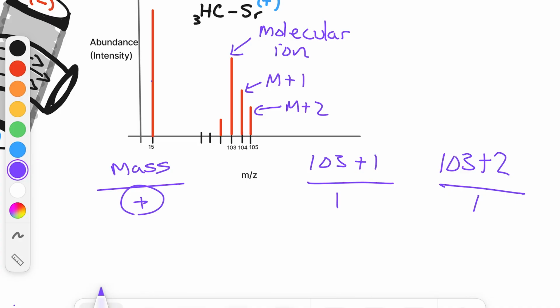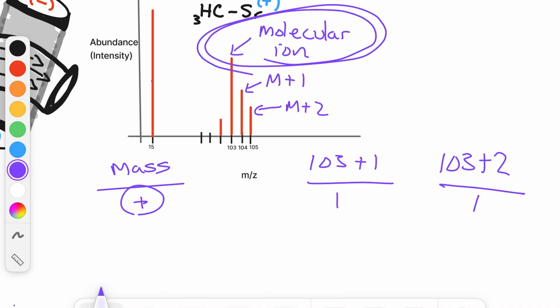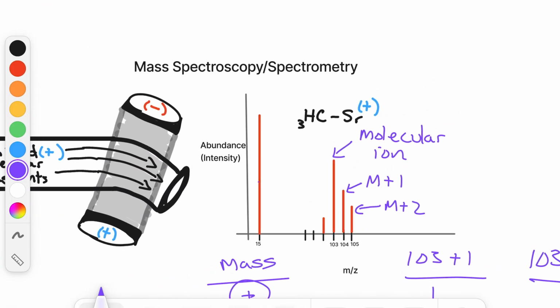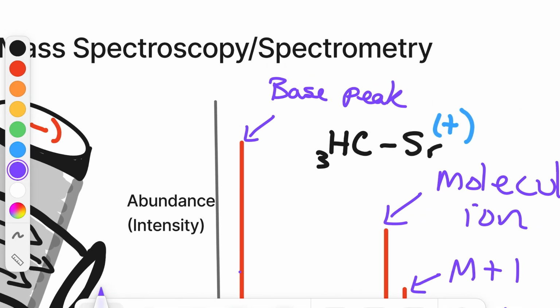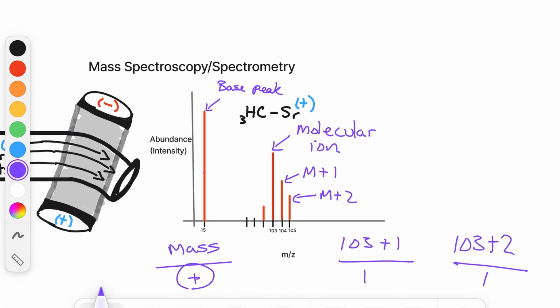Okay, so we need to know this term molecular ion. The other term that we need to know, which would be this one, is called the base peak. What the heck is the base peak? The base peak is just the most abundant signal. That's it. That's all the base peak is.